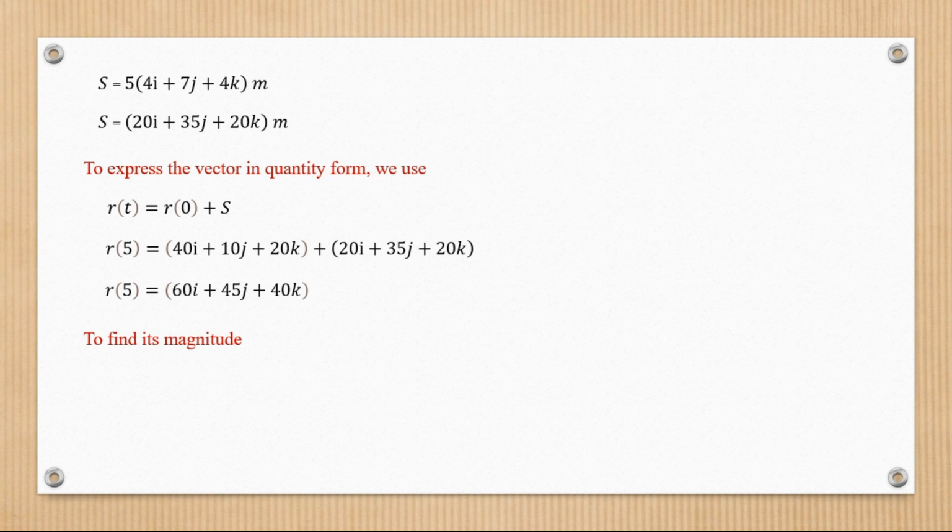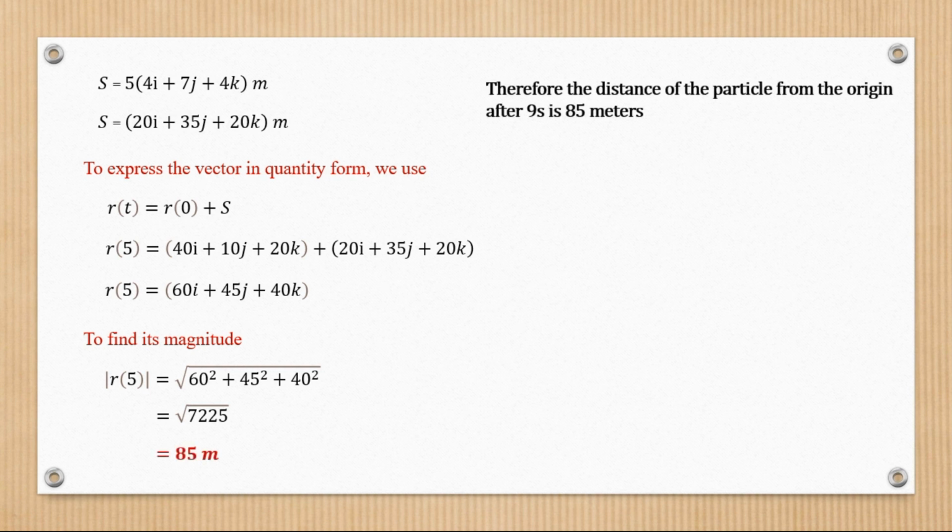Alright, then next find its magnitude. This is the square root of 60² + 45² + 40², which is the square root of 7,225, and the answer will be 85 meters. So therefore, the distance of the particle from the origin after 9 seconds is 85 meters, and that is the answer we're looking for.